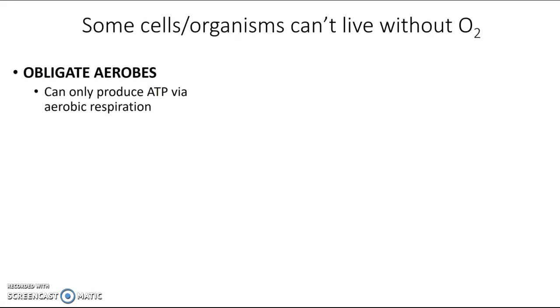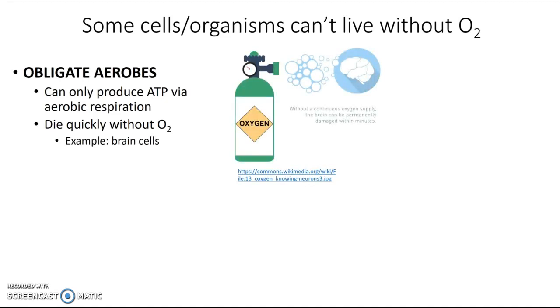So these are cells and organisms that can only produce ATP using aerobic respiration, and they'll die really quickly without oxygen because they can't make the ATP they need to survive. The classic example of this is brain cells. Your brain cells use a lot of ATP, and in order to make it, they have to use aerobic respiration, so they have to have a constant supply of oxygen.